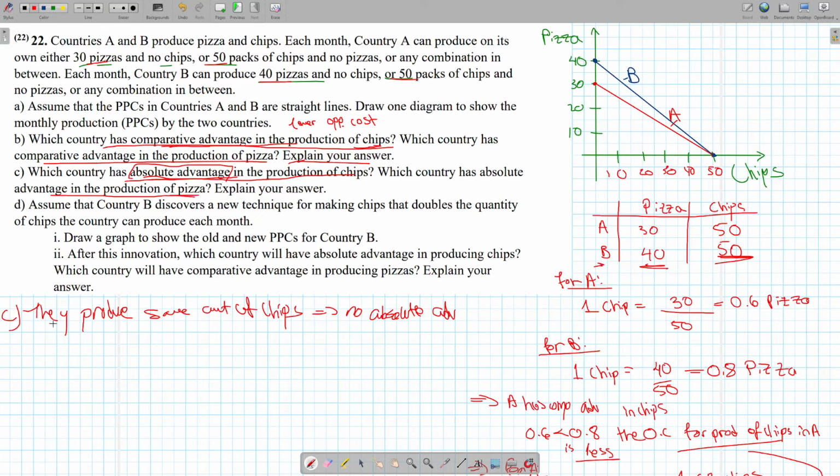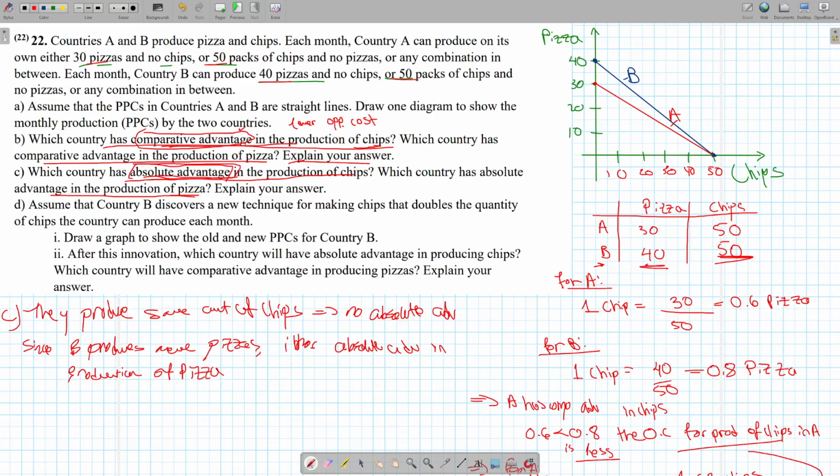B. So you say since B produces more pizzas, it has absolute advantage in the production of pizza. Now here's the thing, you need to know the difference between comparative advantage and absolute advantage.